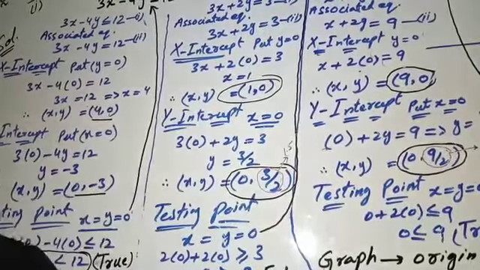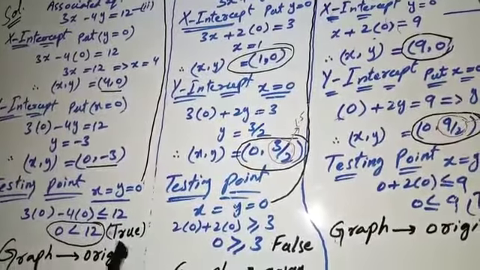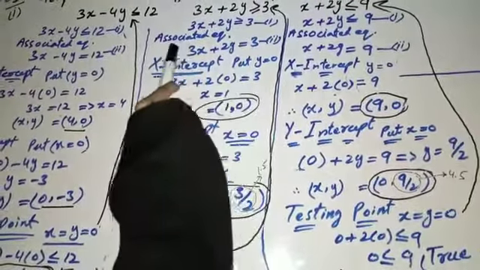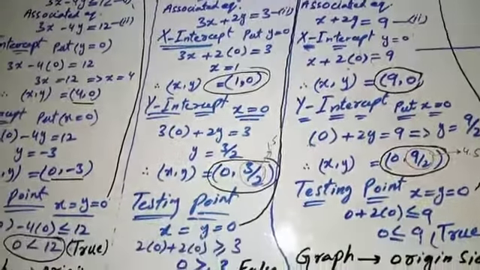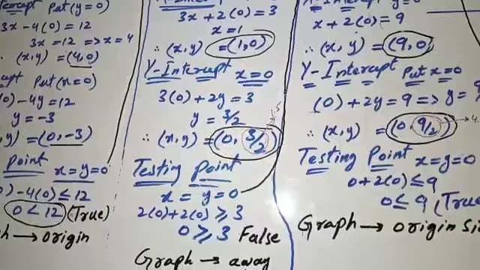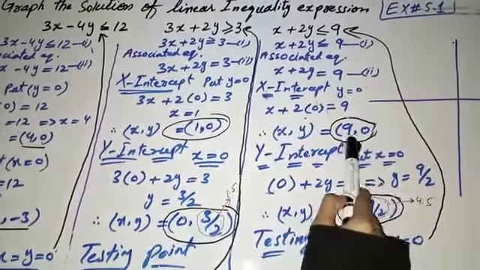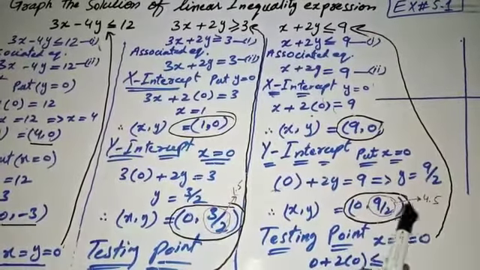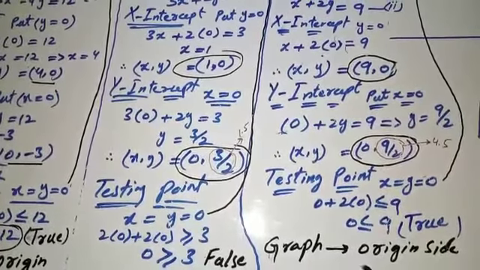For the first expression: x-intercept (4, 0), y-intercept (0, -3). Testing point 0 is less than 12, it's true, so the graph is towards the origin. For the second linear inequality expression, the associated equation, x-intercept, y-intercept, testing point 0 is not greater than 3, it's false, so the graph is away from the origin side. For the third linear inequality expression, associated equation, x-intercept (9, 0), y-intercept (0, 9/2), 9 by 2 is equal to 4.5. Testing point 0 is less than 9, it's true, so the graph is towards the origin side.